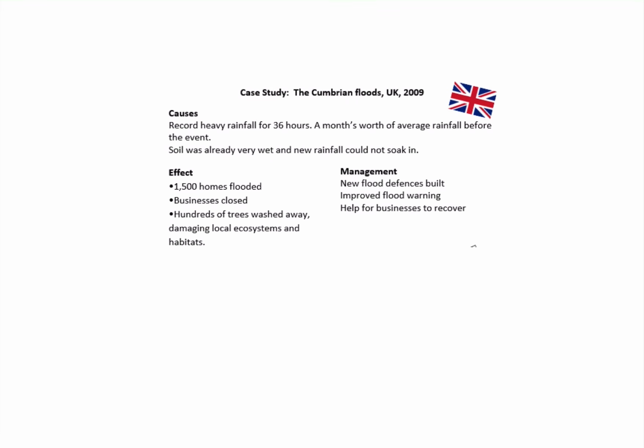And obviously your case study of UK weather becoming more extreme is going to be the Cumbrian floods. So that's the one that had record heavy rainfall for 36 hours. It was about a month's worth of rainfall. It caused 1,500 homes to be flooded. You've got lots of trees that have washed away. In terms of management, they've built brand new embankments. They've got some floodplain zoning and some new flood warnings.